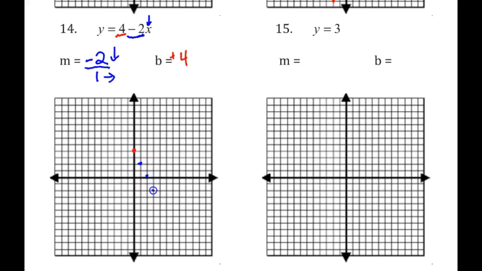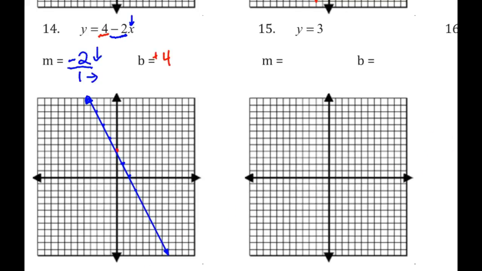Do it several times. We can go the other direction too. And use your straight edge. And there's your line.